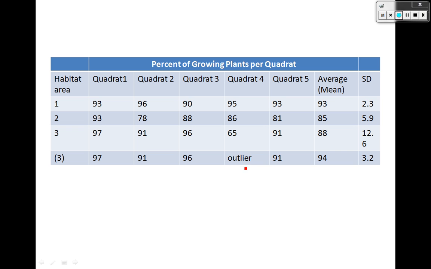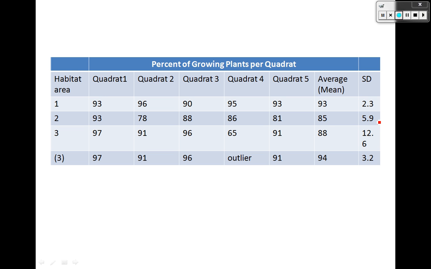And so just as we had predicted though, habitat 1 standard deviation is 2.3, which is the lowest. Habitat 3 with that outlier in is 12.6, so that was the highest. And then habitat 2 had a standard deviation of 5.9. And so we can compare these and say habitat area 1's data is less dispersed, less diverse than habitat 2 or 3.